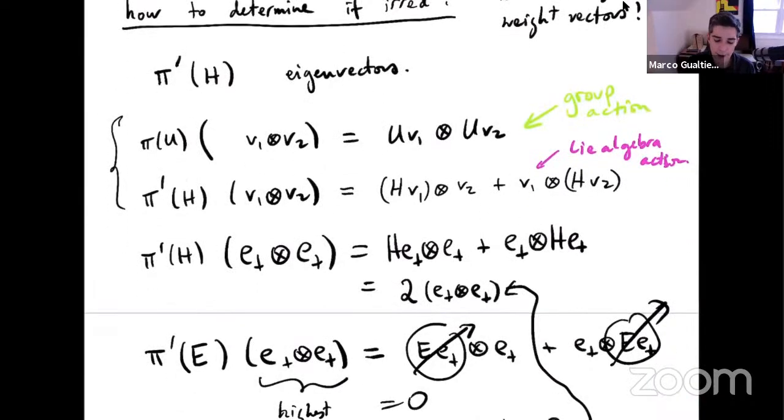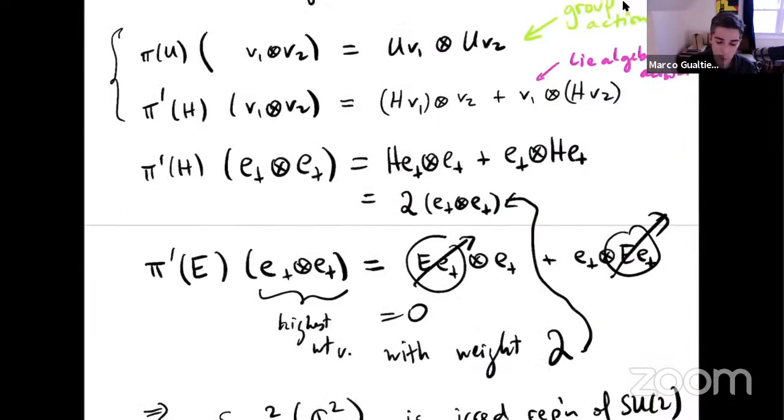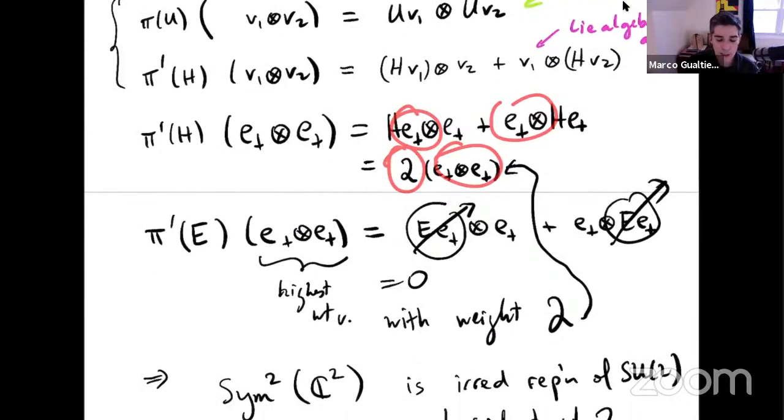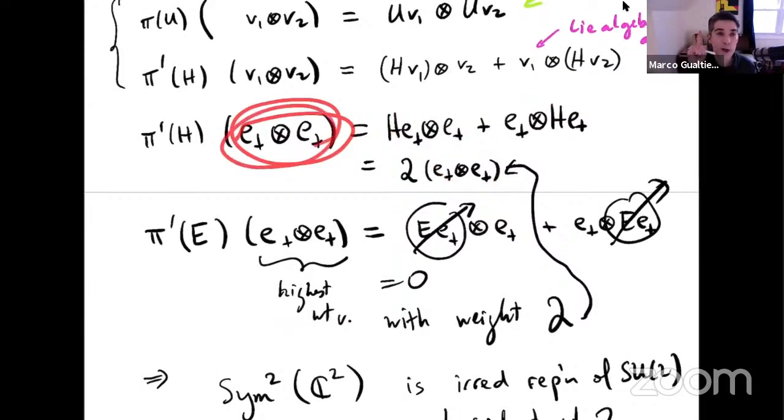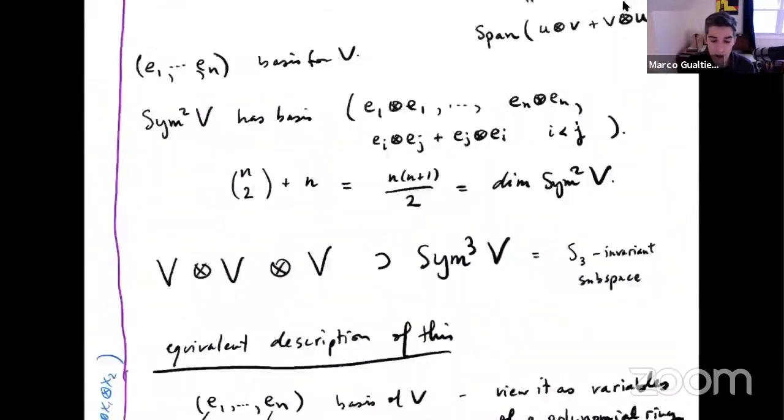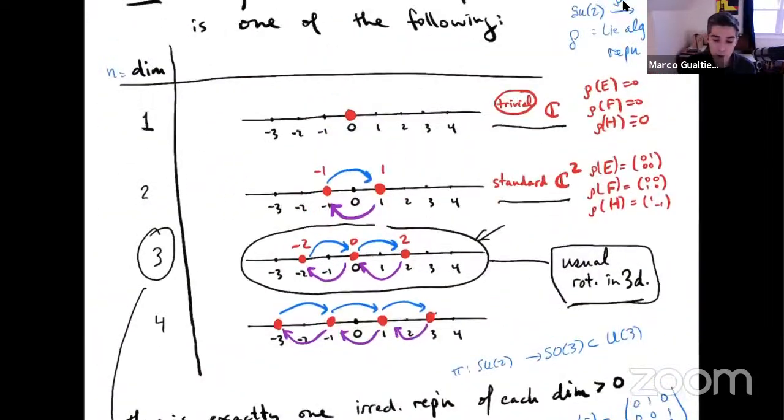I should have highlighted that before. E plus is weight 1. And so I get 2, right? And so what this means is that this vector, which we're guessing is the highest weight vector, has weight 2. And therefore, if we look at our list, we see that there's only one representation that has highest weight vector with weight 2. It must be this representation.